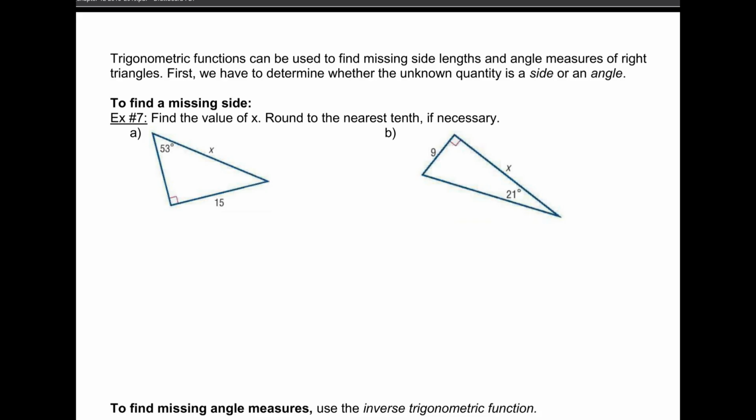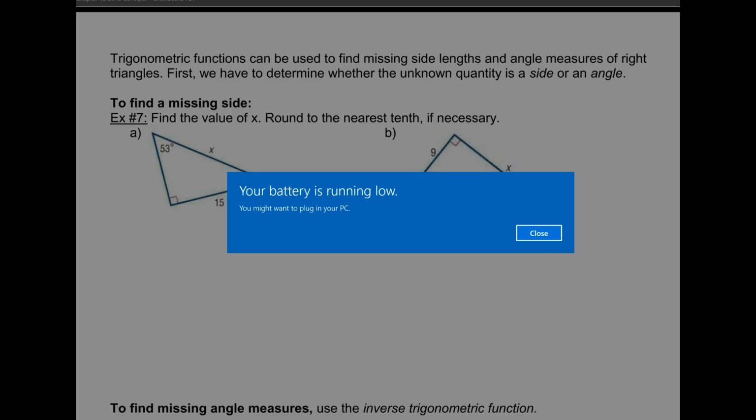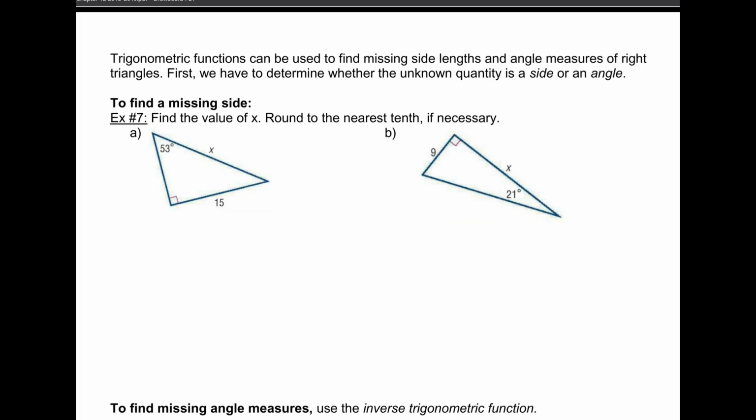Cool. Here's the second part of the 12.1 screencast for intermediate algebra. We're going to start with trig functions. They can be used to find the missing side length and angle measures of right triangles. But first we have to determine the unknown quantity, whether we're solving for a side or an angle.